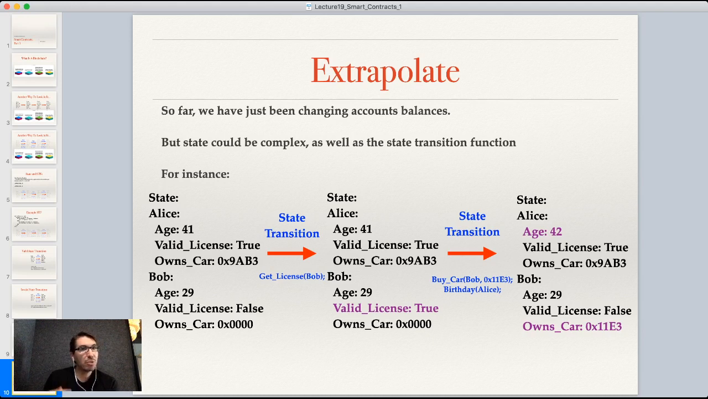So we're changing the state in more complicated ways. You can imagine get license and buy car. All of these individual functions that are being called by the state transition function have more or less complicated logic. Birthday is probably pretty simple. It's just increment age of that user, alice.age plus equals 1. Whereas buy car may have a whole bunch of checks for identity to make sure that Bob actually owns the car, etc. But it's still just a state transition function. The state has changed somehow.